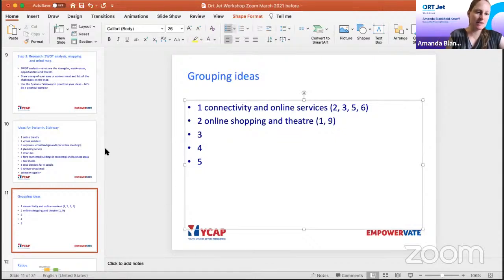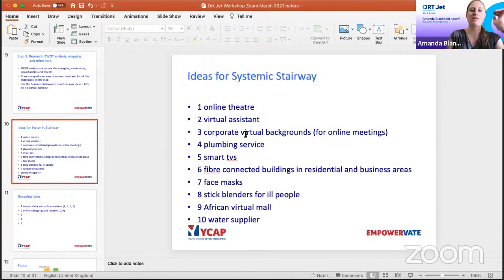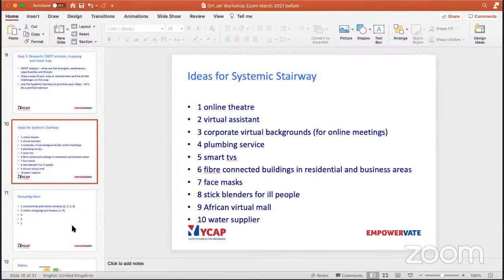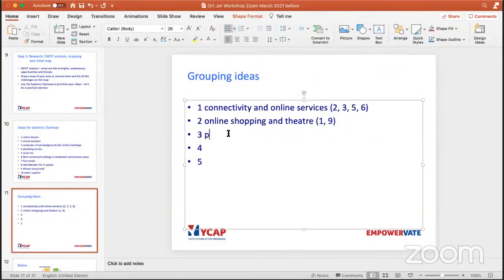The third one, let's see what mixes here. There's the plumbing service, and then we've got the water supplier. Do you think they can go together? 4 and 10. Yes, I think they can go together, because plumbing service, we can't use any machine and we can't use online, so we just come and repair. Even for water supplier, yes, we're going to need water maybe to some places where there's a shortage of water we supply, so we can't use online.